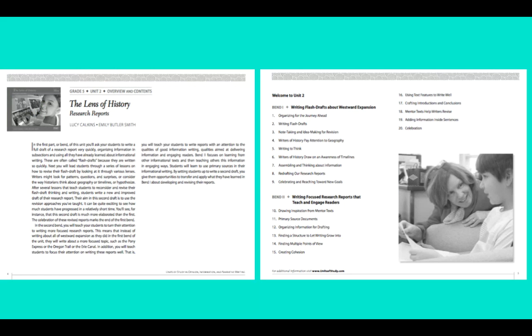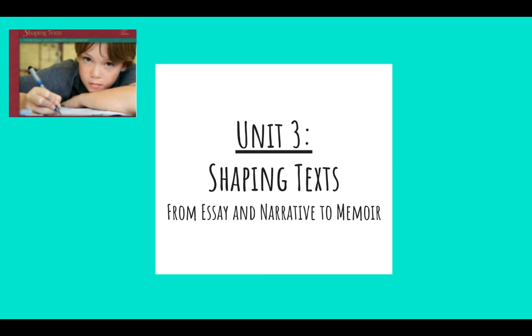Here you will see an overview for the second unit in the kit. Unit 2 is titled The Lens of History Research Reports. Following narrative writing, students move to information writing. A summary of this unit is provided on page 4, with page 5 detailing the bends and sessions. There are 2 bends for this unit and a total of 20 sessions. Session names are listed so that you can see teaching points for the unit. Turn to pages 6 and 7.